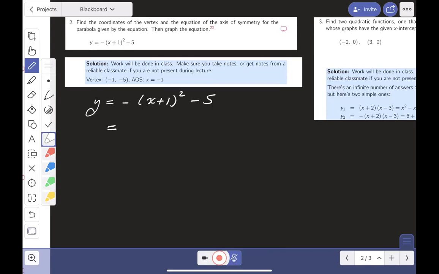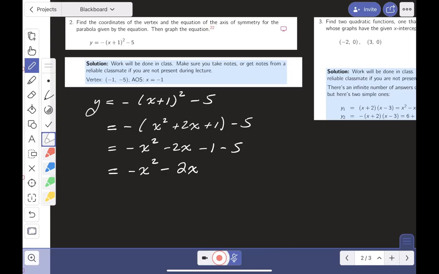What am I going to do now? I want to simplify it because I want to go back to what I did in Math 100. So what do you get up here? Minus, this would be x squared, plus 2x plus 1, minus 5. I'm still going to simplify it. You would get minus x squared minus 2x minus 1 minus 5. I'm still going to simplify. Not a lot of work. Minus x squared minus 2x, minus 1 minus 5 is minus 6.